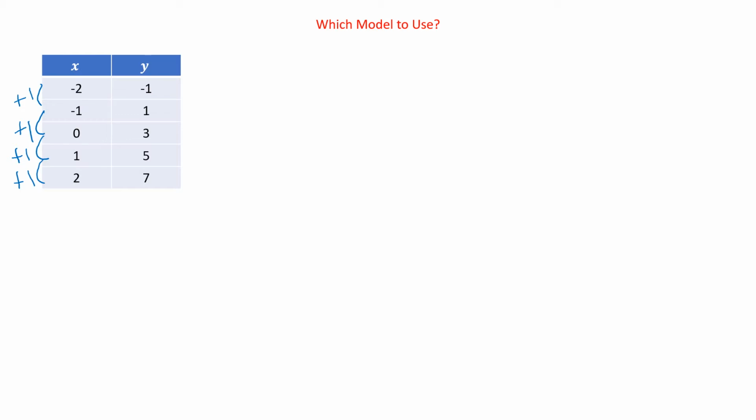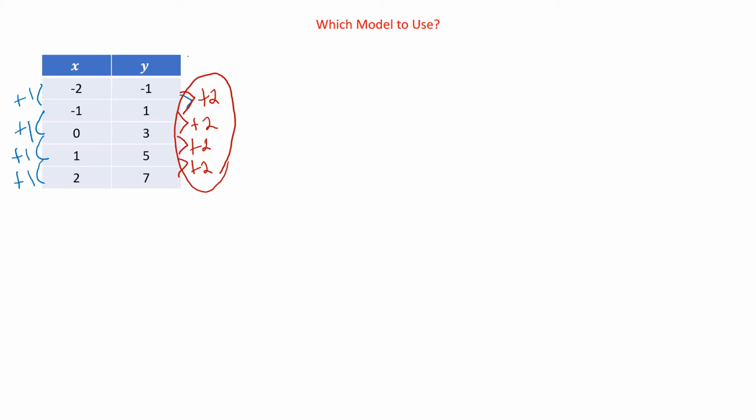Once we have that, we're going to look at the y values. The first thing I would look at is how much these ones go up by each time. From -1 to 1, that's +2. From 1 to 3 is +2. From 3 to 5 is +2. From 5 to 7 is +2. What do you notice about all those numbers? Hopefully, you're noticing that these are all the same.